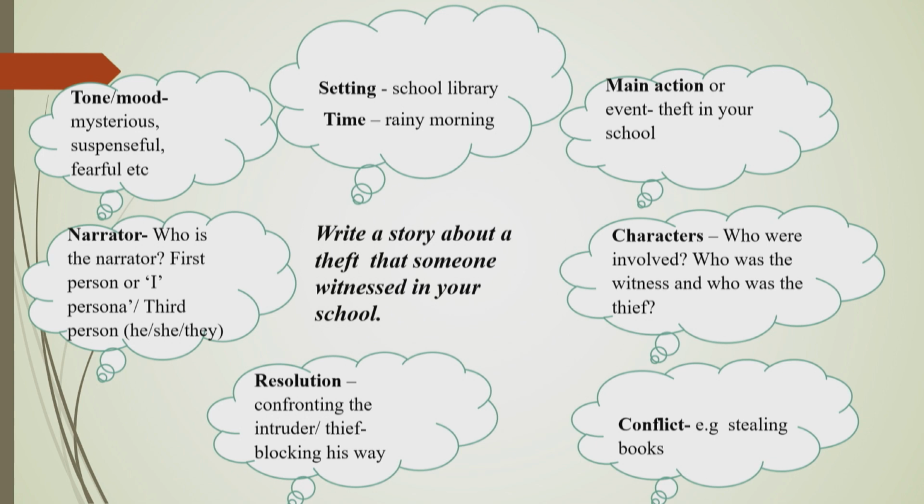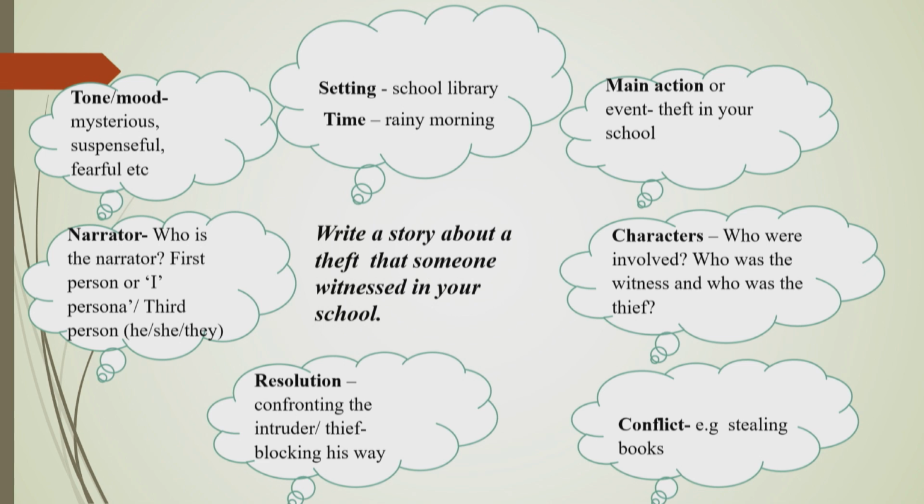The main action here remains the theft, which you will develop. The main characters in the story are the witness and the thief. The main problem or conflict revolves around the theft. In this case, the thief is stealing books from the school library. As the story unfolds, mention how the witness confronts the thief.